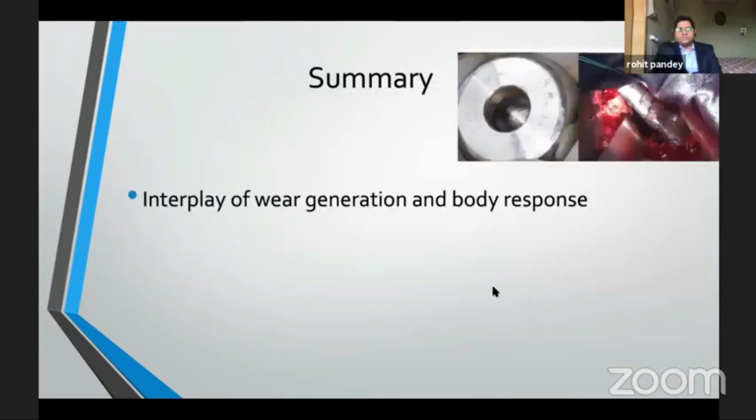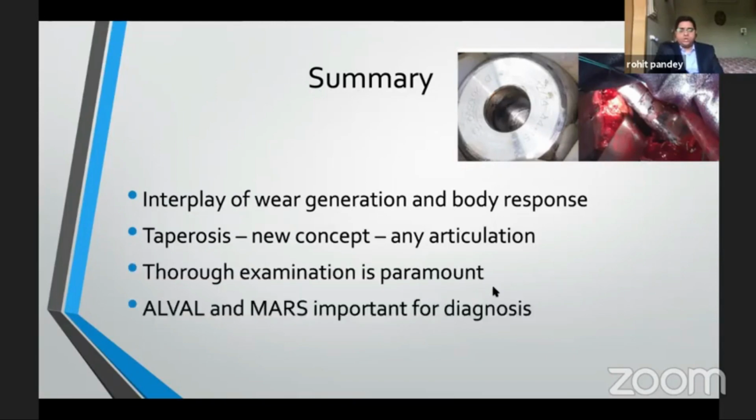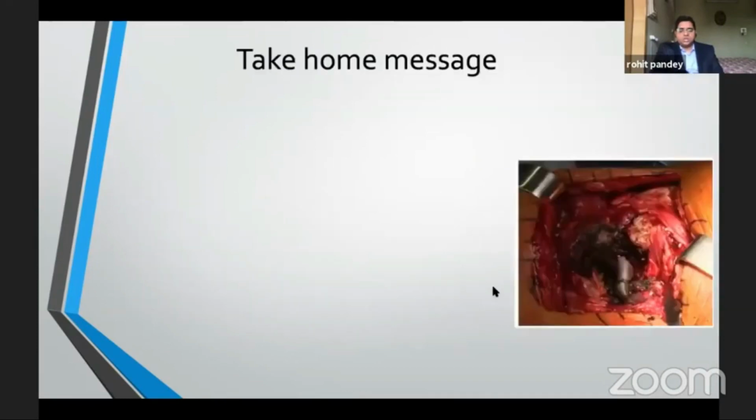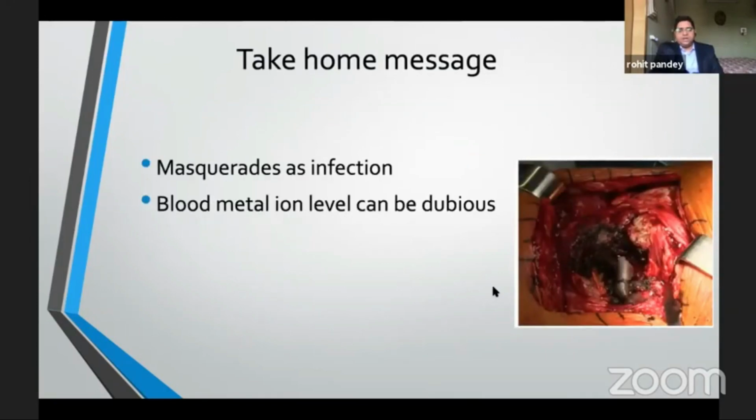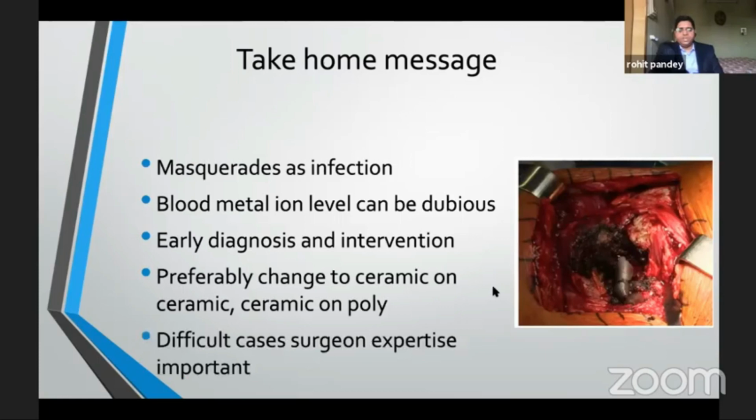So to summarize, it is the interplay of wear generation and the body's response. Taperosis is a newer concept, but it can occur in any articulation. Thorough examination is paramount. LVEL and MARS are important for diagnosis. So the take-home message is that it masquerades as infection. Blood metal ions can be dubious. Early diagnosis and intervention is very important. Preferably, you have to change to ceramic on ceramic or ceramic on poly. And these are difficult cases. You need surgeon expertise in these cases.